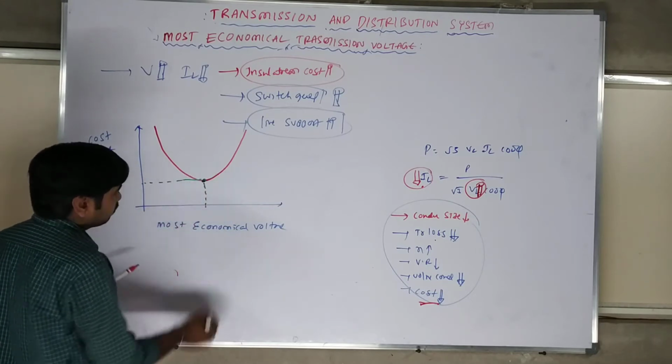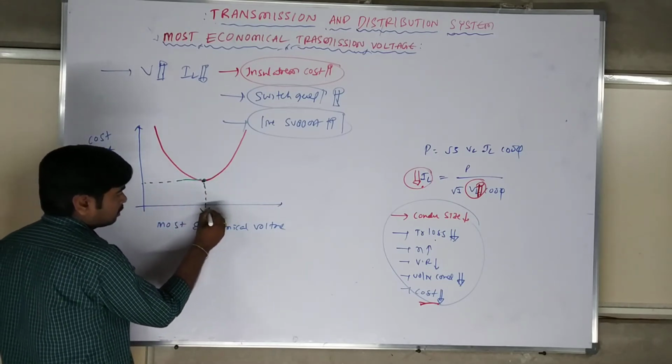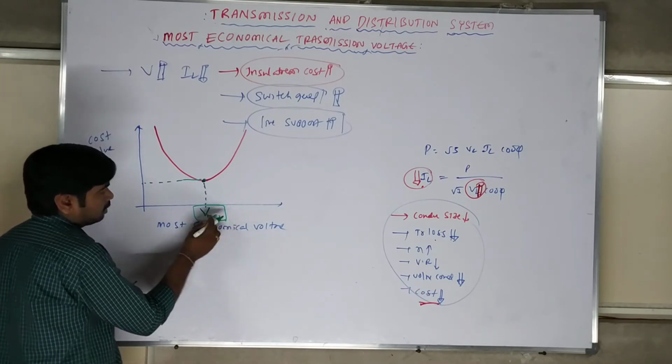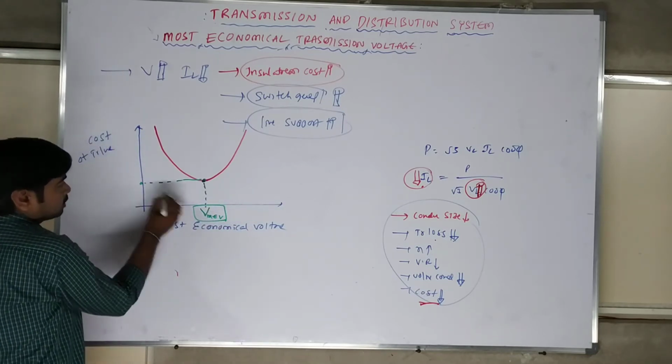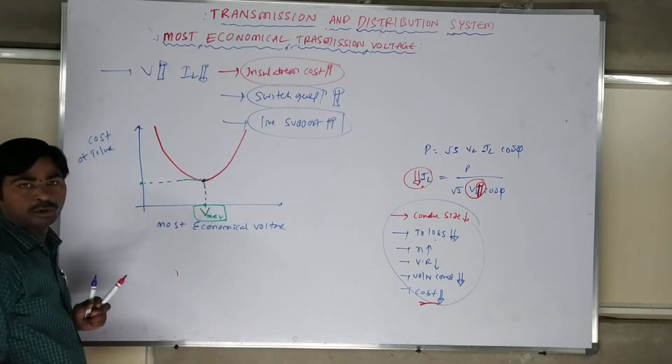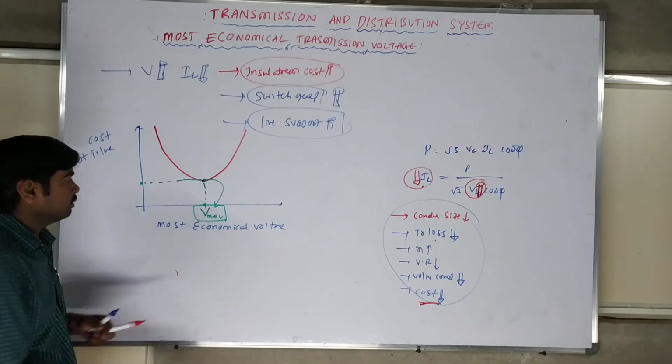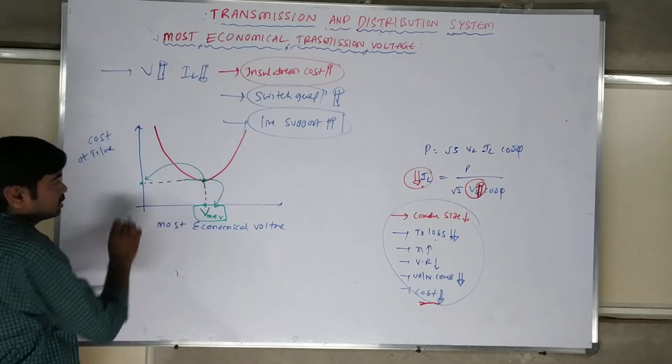We need to transmit at this voltage. This is nothing but V, the most economical voltage. In the cost versus voltage curve, this is a very good point. The voltage at this point is called the most economical voltage, and this is called the most economical cost.